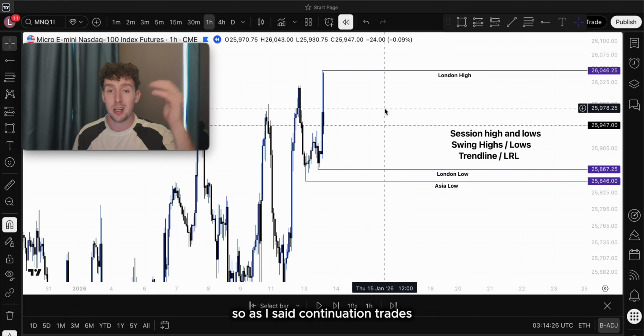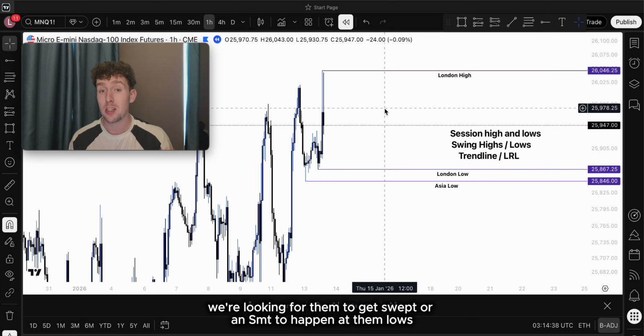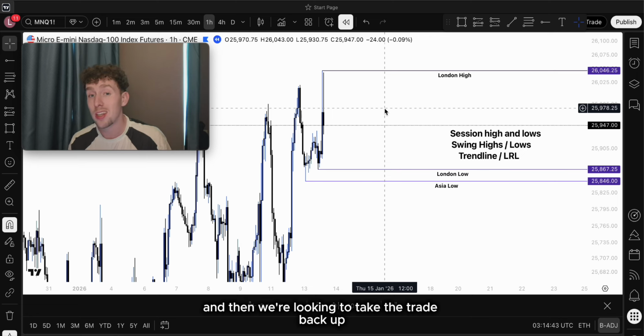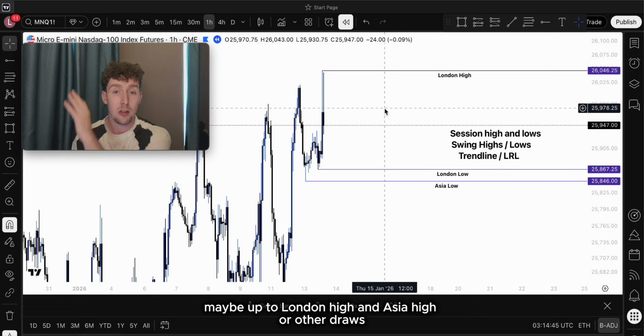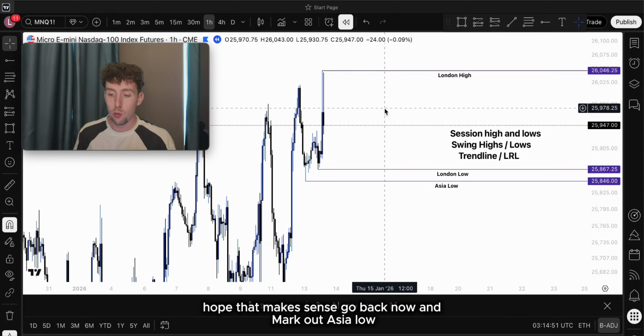to them. So as I've said, continuation trades, we're pushing towards the draw on liquidity and we're trying to get in on the move. So we'll enter on the move to a London low or an Asia low. If we're looking to take a reversal off them, we're looking for them to get swept or an SMT to happen at them lows, and then we're looking to take the trade back up, maybe up to London high and Asia high or other draws on liquidity higher that we're going to go over later in this video and the next video. Hope that makes sense.